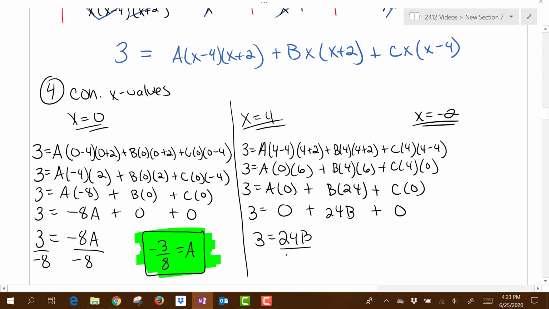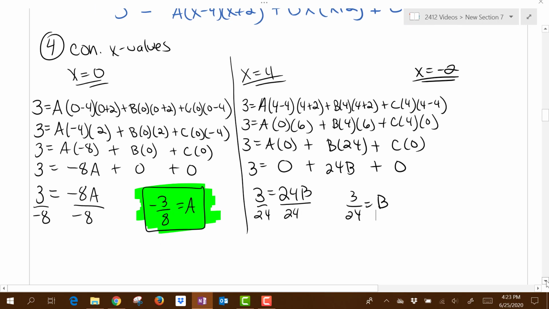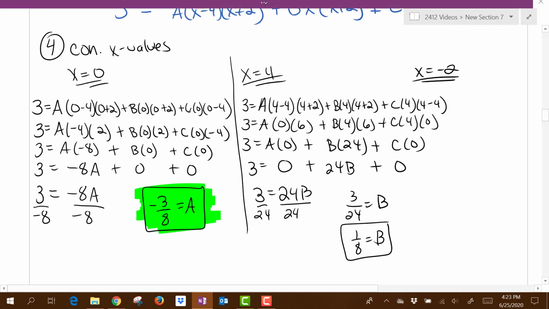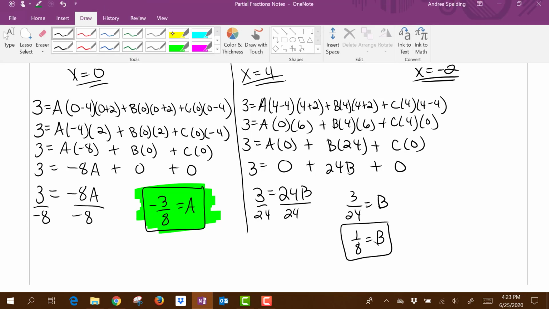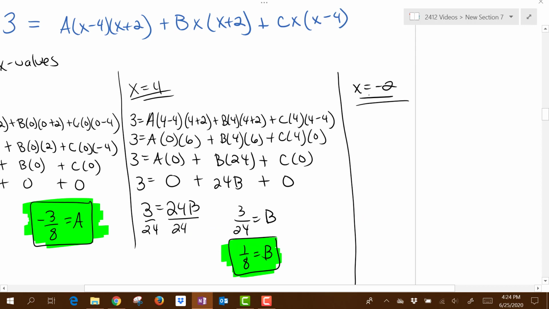Okay, now I'm going to solve for b. I'm going to divide both sides by 24. I get 3 over 24 equals b. Now we always want to reduce those fractions. So I get 1 over 8 is equal to b. Okay, so there's another one of our final answers. Okay, the last convenient x value is -2. So I'm just going to plug in -2 everywhere I see an x.